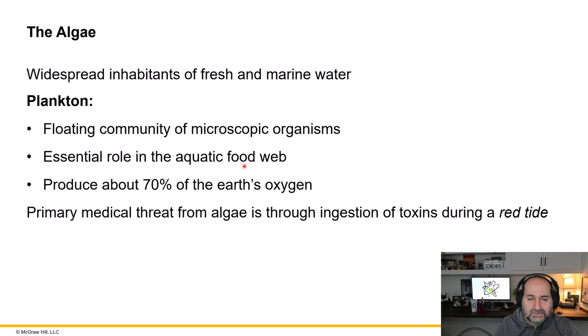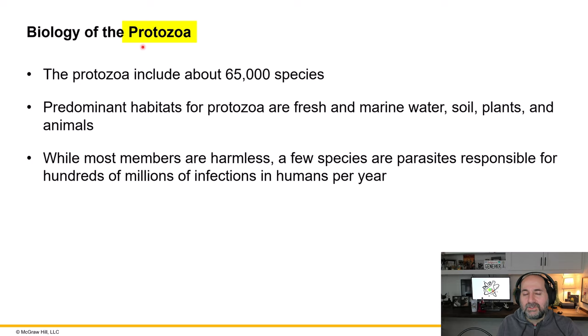Now we're moving on to the protozoa. These are animal-like single cell organisms. There are a huge number of these, 65,000 plus species identified. They usually inhabit moist environments, fresh water, marine water, soil. While most members are harmless, a few species are parasitic, and they are responsible for human infections as well.